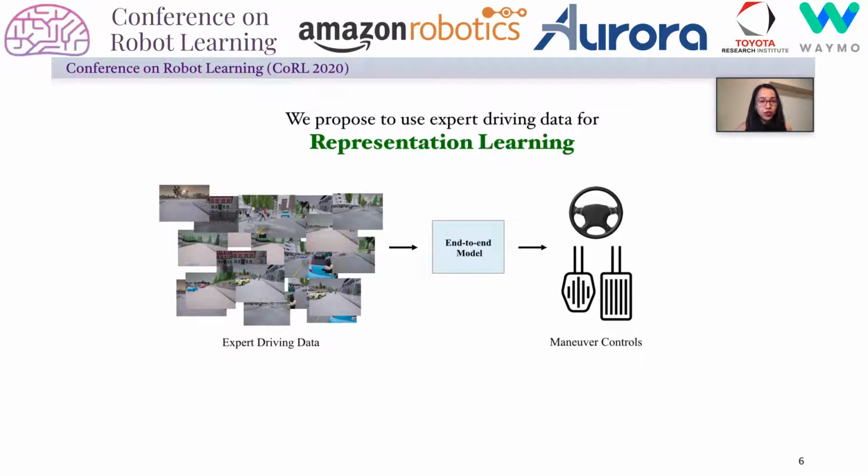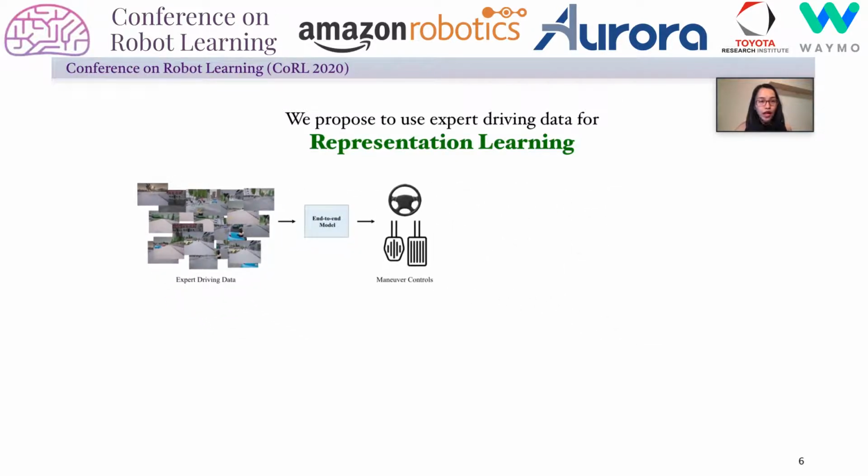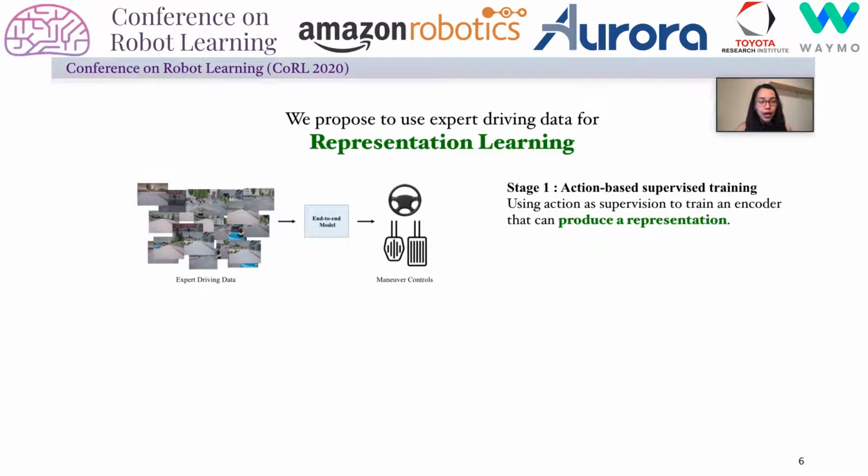Instead of being used to directly drive, these models can also be used to learn a powerful representation. Our approach could be mainly divided in two stages. At the first stage, we use action-based driving data as supervision to train an encoder that could produce representations.